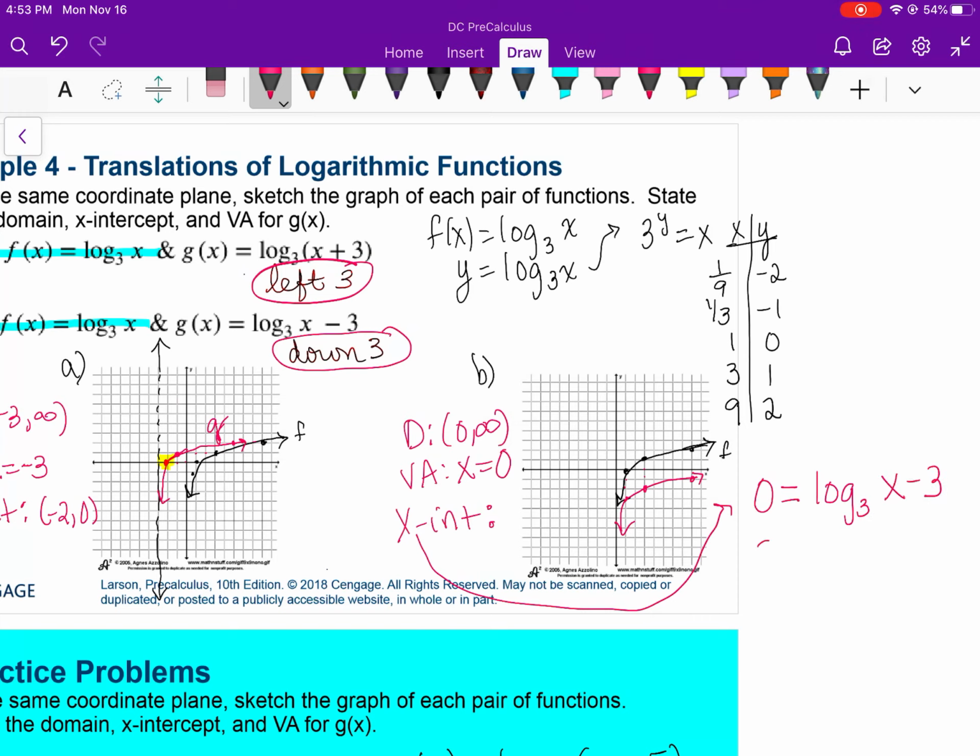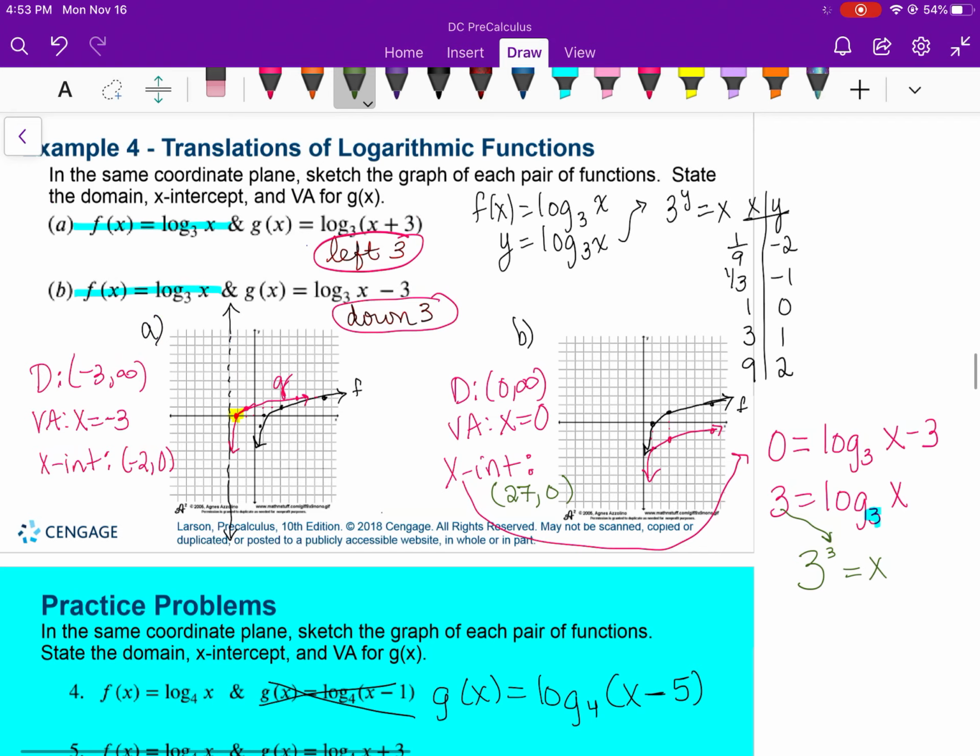I'm going to add 3 to the other side. We're going to take our base. This is our base. Our base is 3. We're going to raise it to the exponent of 3. So we raised it to the 3rd power, and that equals x. So our x-intercept is (27, 0).